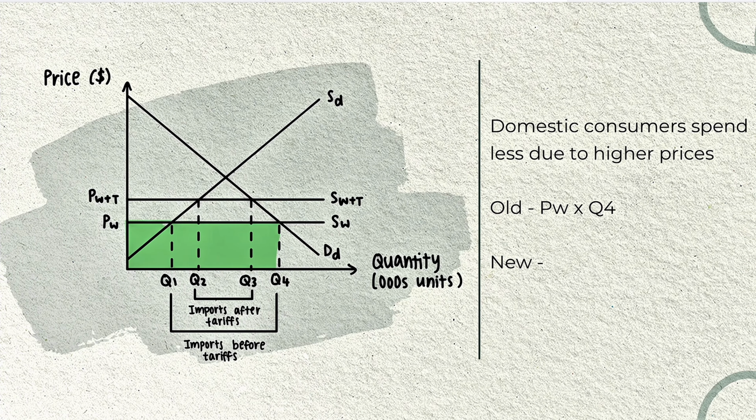And before the tariff, the domestic consumers will spend more due to the lower world price. So the old consumer spending will be PW multiplied by Q4, and the new consumer spending will be PW plus T multiplied by Q3.